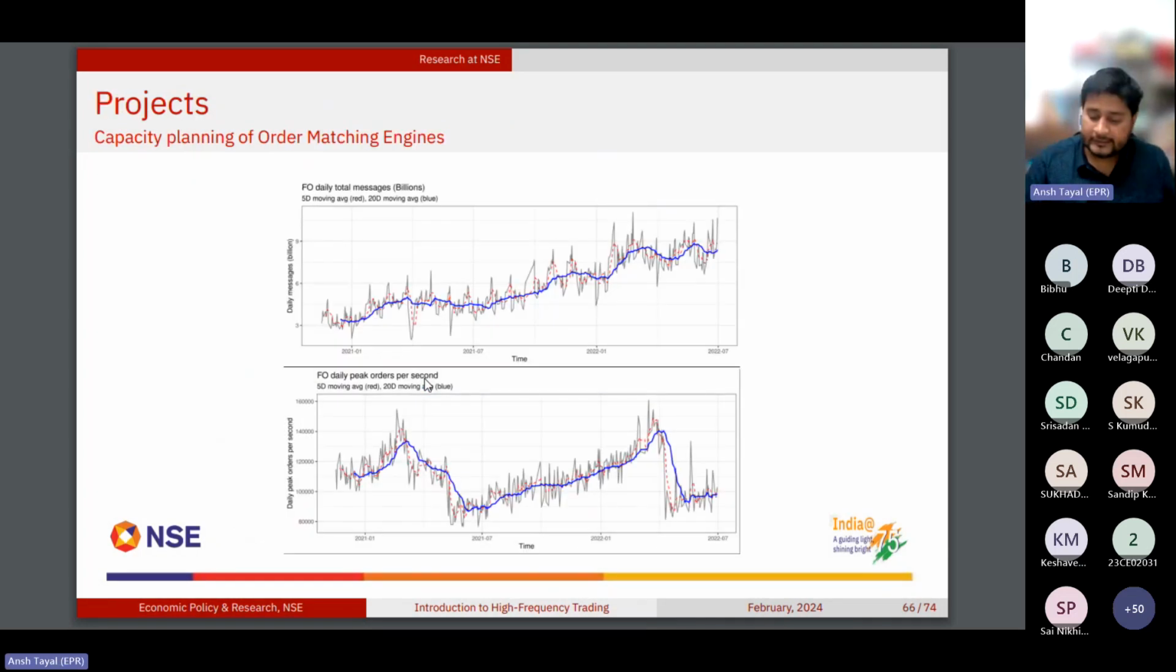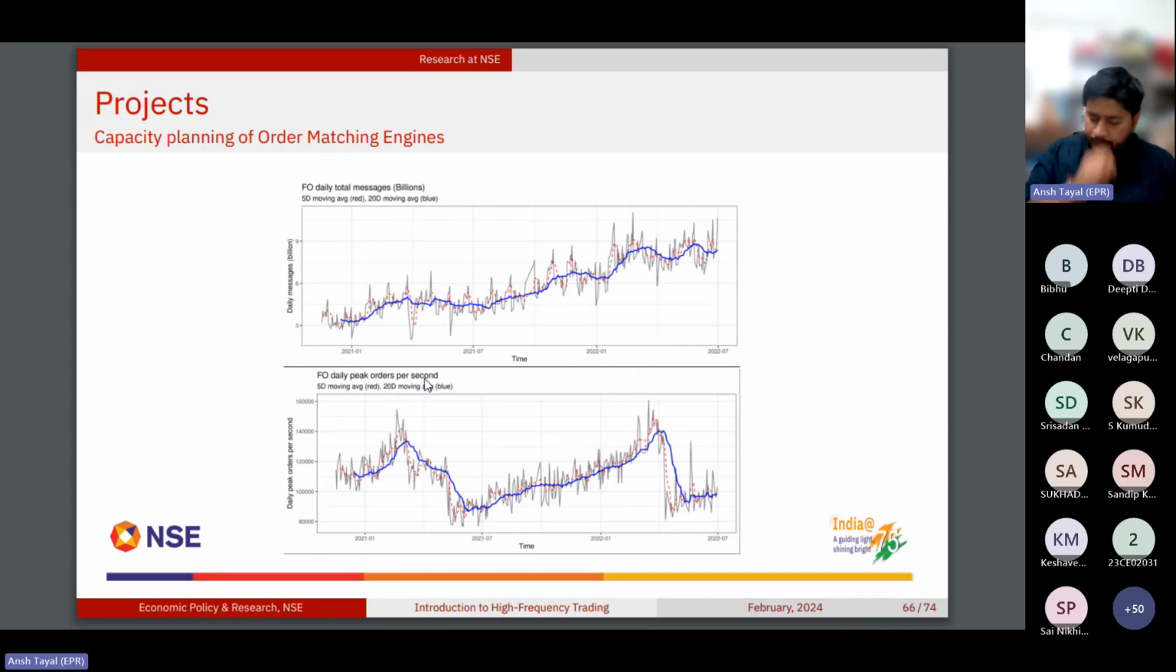Now, another project, for example, that we have done is capacity planning for these order matching engines. As I mentioned, the load on order matching engines has been increasing exponentially. It has increased 3x in the last 3 years. So today we have 16 order matching engines for futures and options.